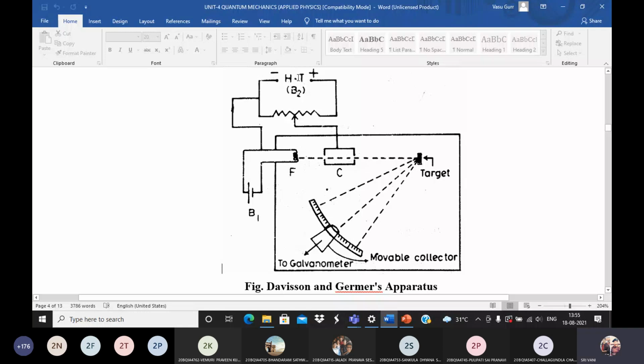Does anyone have doubts regarding these experimental operators? Overall, in this MIT2 syllabus, you have only 3 experiments. They are the Davisson-Germer experiment, the GP Thomson experiment, both regarding matter waves, and in semiconductors, we have the Hall effect.